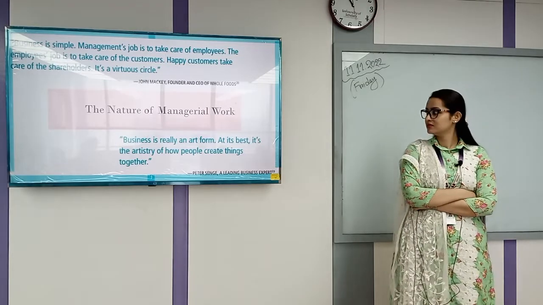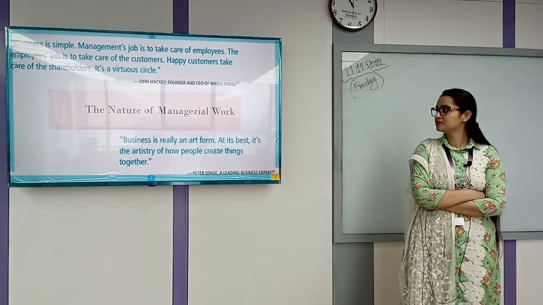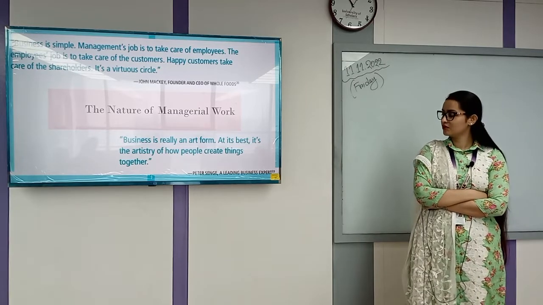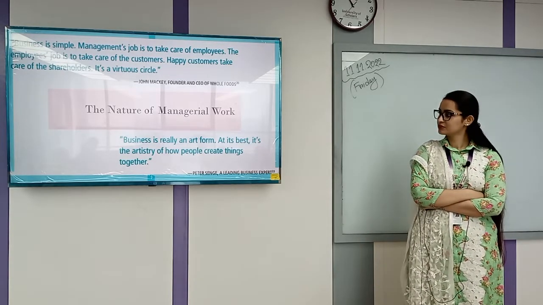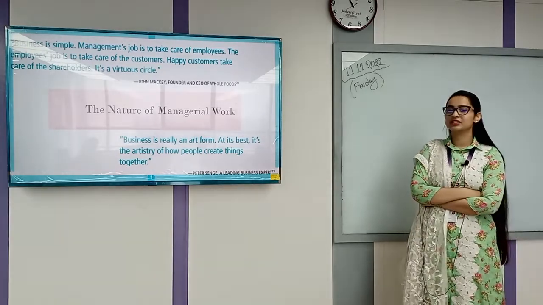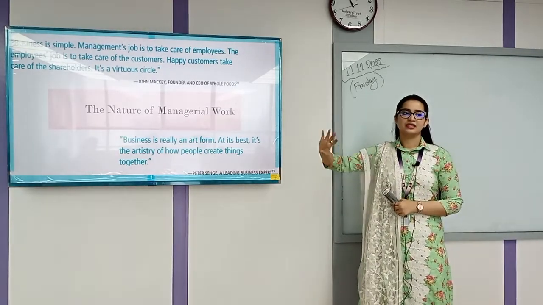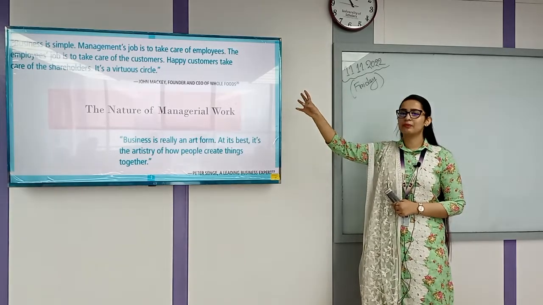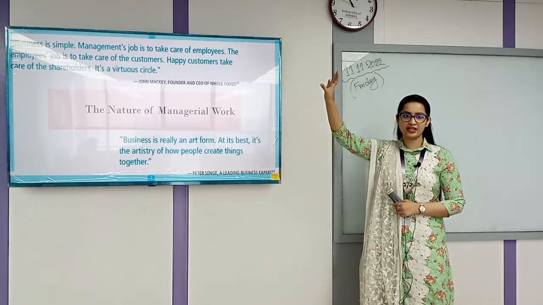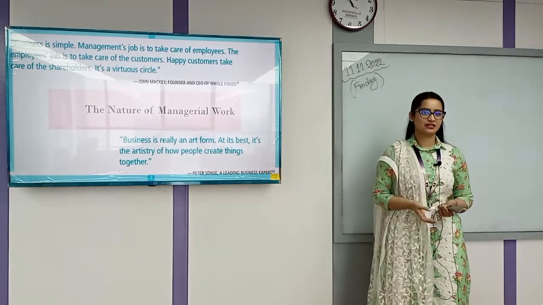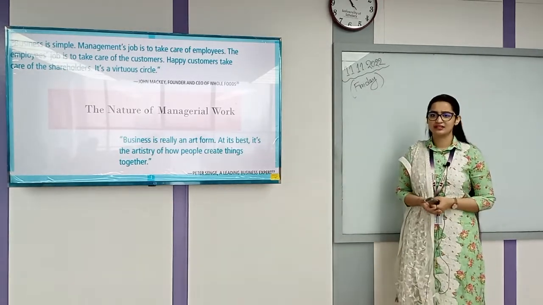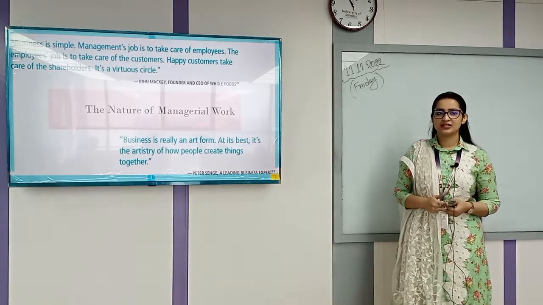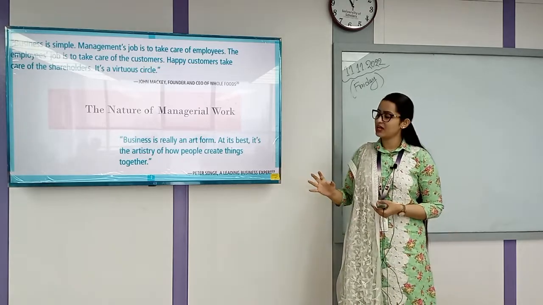Business is really an art form. At its best, it's the artistry of how people create things together. So it's a different concept, right? It's saying it's a cycle, it's a process of work, like a mathematical way, a systematic way. But it is saying business is an art. Art is a very abstract thing, right? There is no right and wrong in art. So art is a very abstract thing, and it is saying business is an art form.